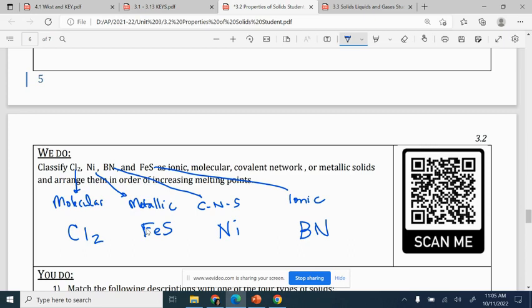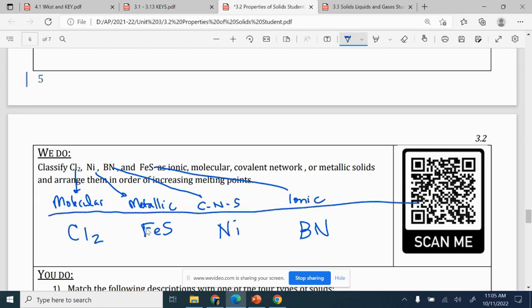That makes sense? Would it be okay if we just put an equal sign between metallic and ionic? My guess is they would never give you both of these. They would give you one of them. I'm gonna guess they would give you the molecular, the metallic, or ionic, and then do.